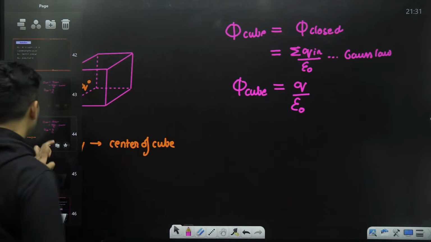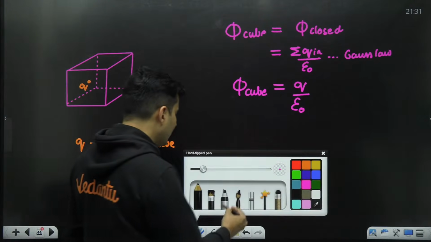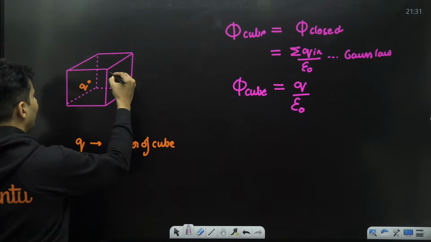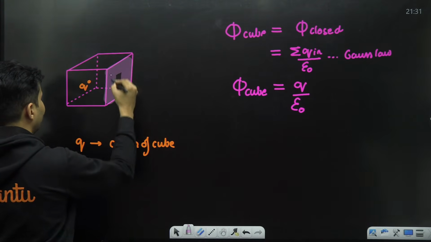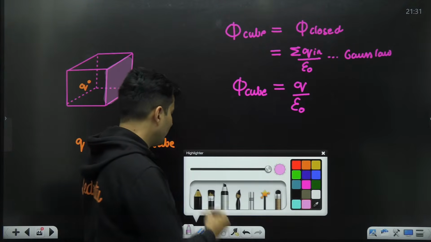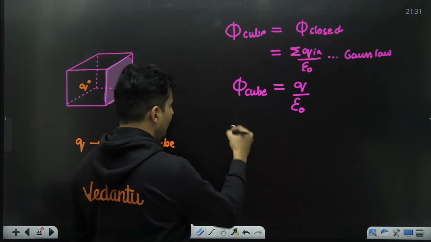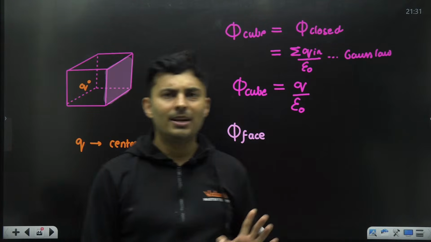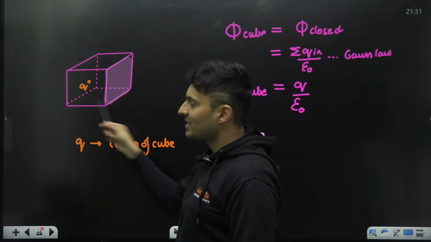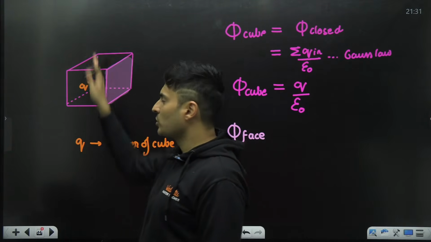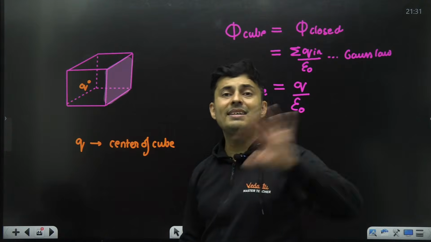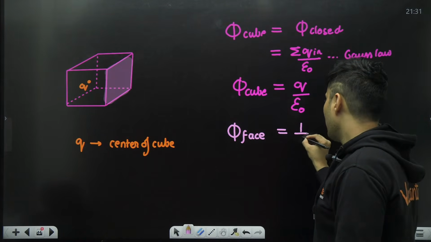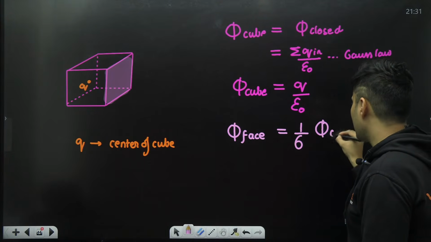But let's say I become a little greedy and I ask you, can you guess and tell me what might be the flux through any one of the faces of that particular cube? Then I will think a little bit and realize, oh, wait a minute, there are 6 faces for a cube, and whatever flux goes up, down, front, back, left, right will be equal. So it will get distributed equally. So the flux through a face will be 1/6 of the net flux through a cube.